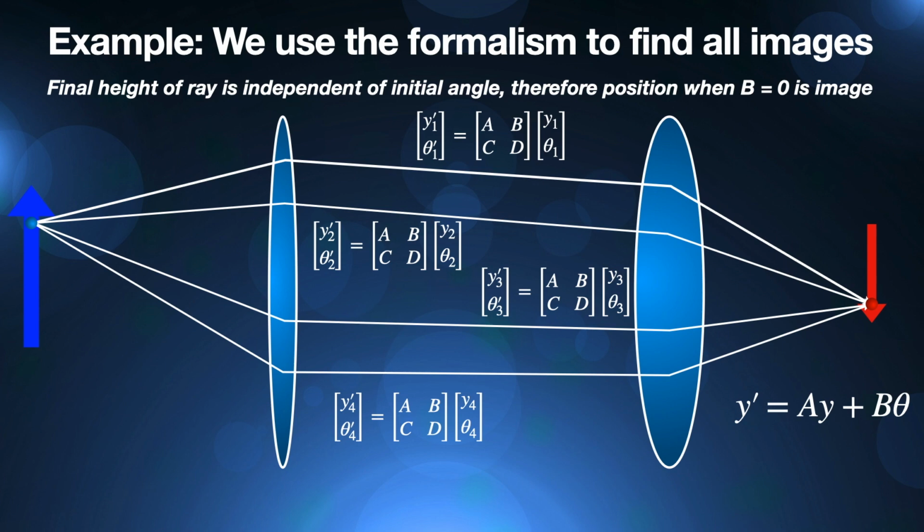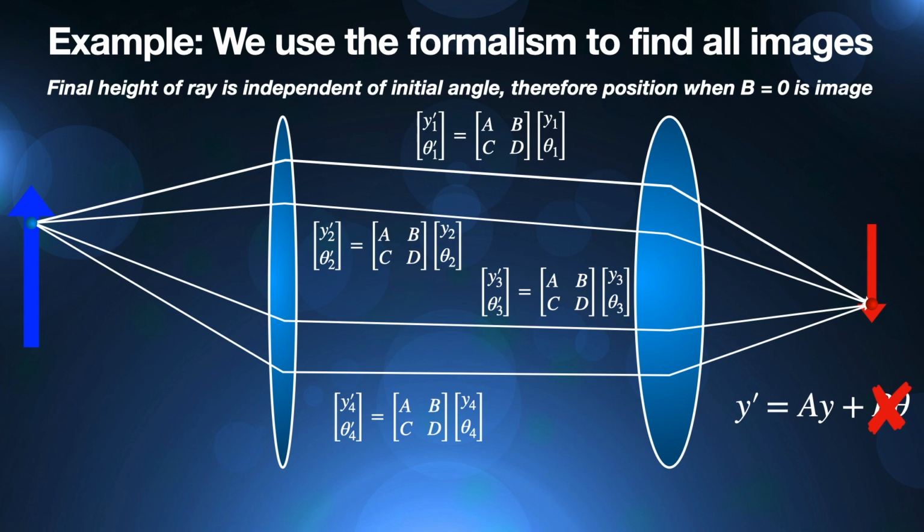Therefore, this means that the final height of the ray is independent of the original angle, and therefore the B element of the matrix must be equal to 0. So in a system, when we are looking for the image plane, we are looking for the matrix that will be such that the B element is 0 after a certain distance.